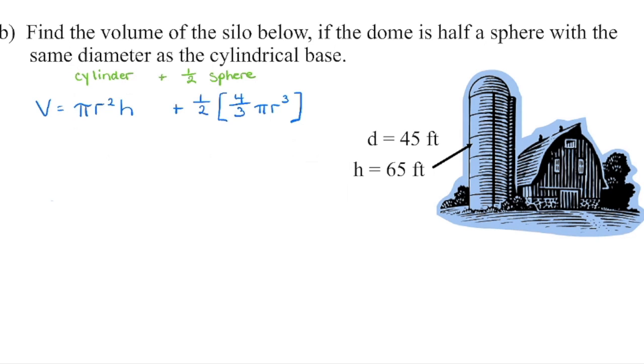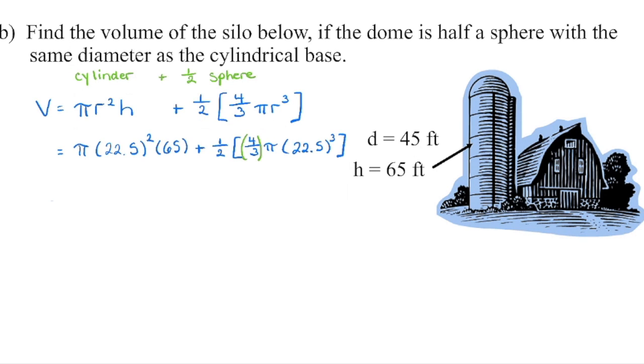again, pi is a constant. I know the diameter is 45 feet, so that's the diameter across here. I'm going to divide that in half to get the radius, and we can also see that the height of that silo is 65 feet. So we're going to substitute that in. So 22.5 squared times 65, that's going to give us the volume of the cylinder. And then we're going to take half the volume of the sphere.